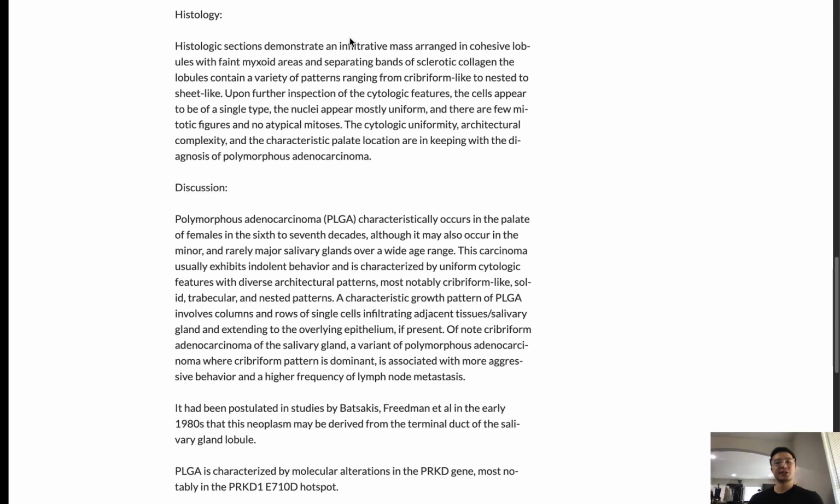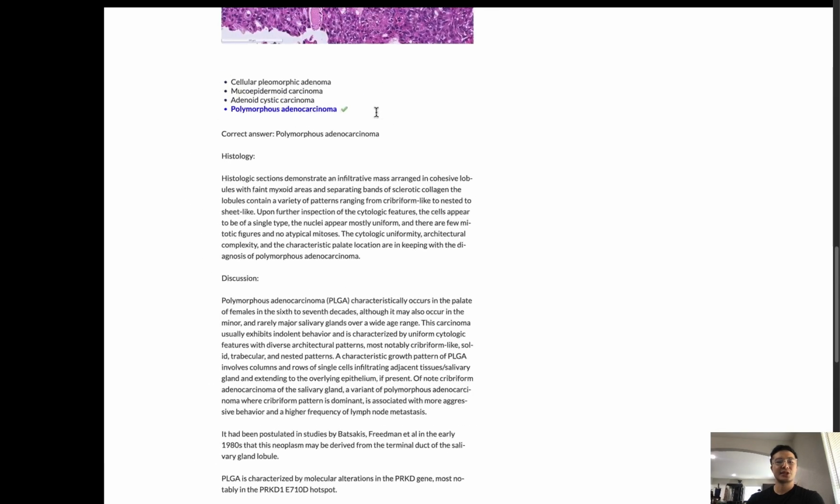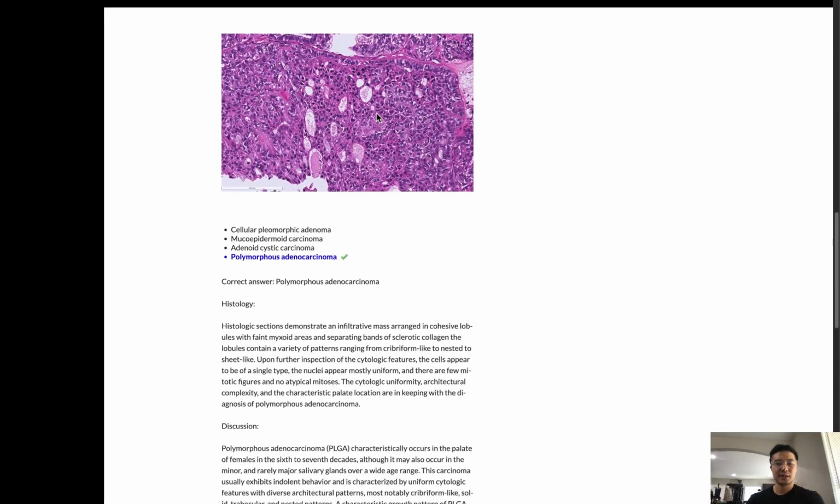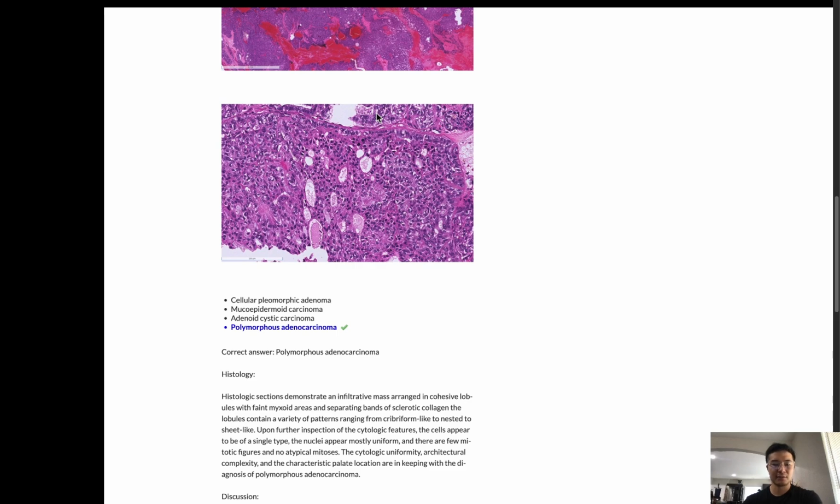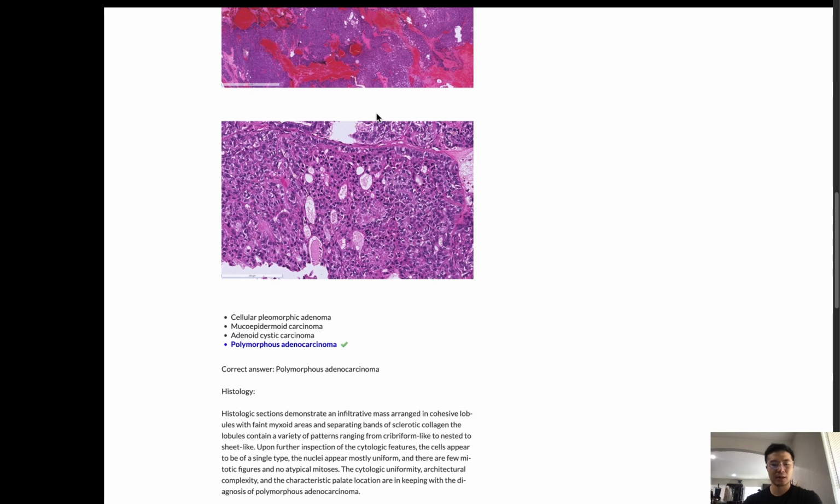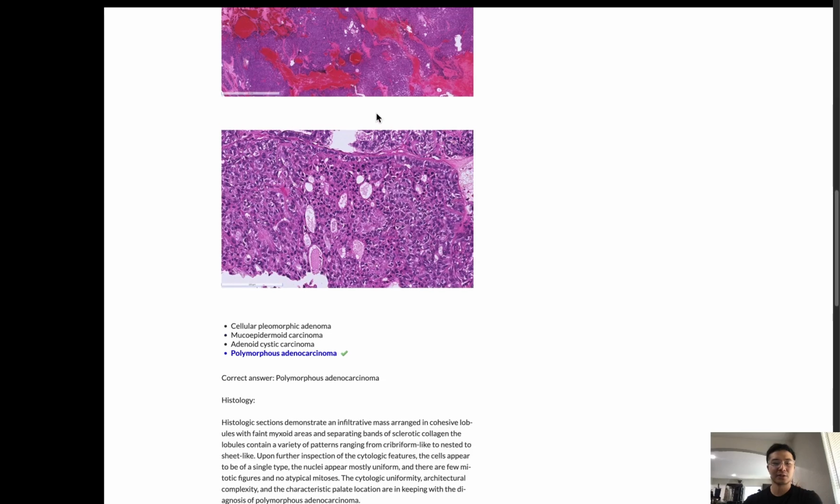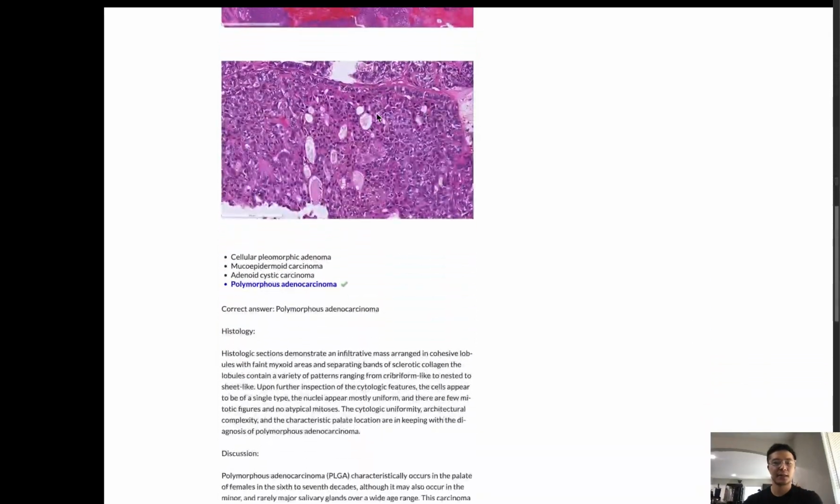Histologic sections demonstrate an infiltrative mass arranged in cohesive lobules with faint myxoid areas and separating bands of sclerotic collagen. The lobules contain a variety of patterns ranging from cribriform-like to nested to sheet-like. Upon further inspection of the cytologic features, the cell appears to be of a single type. The nuclei appear mostly uniform, and there are few mitotic figures without any atypical mitoses. The cytologic uniformity, architectural complexity, and the characteristic palate location are in keeping with the diagnosis of polymorphous adenocarcinoma.